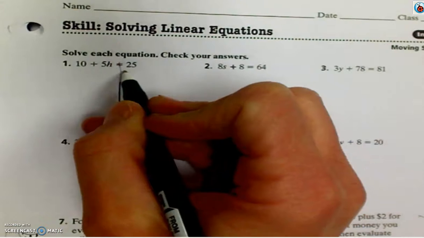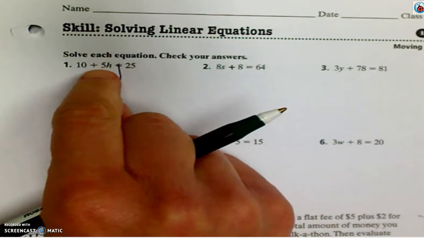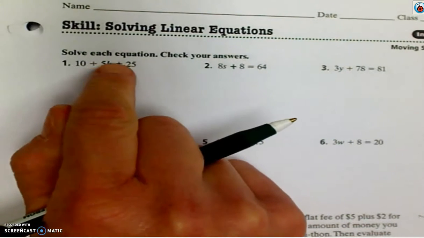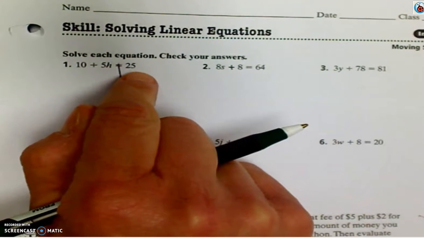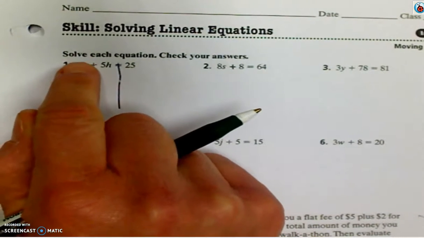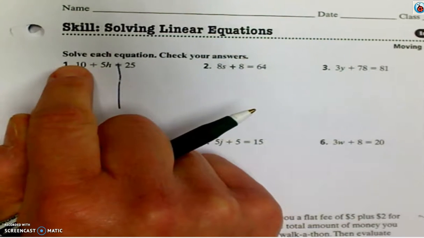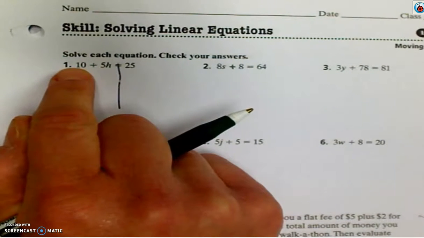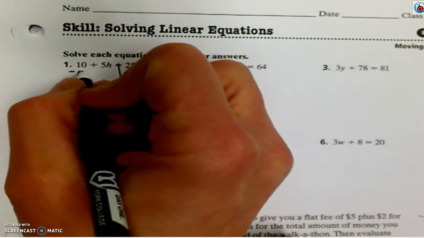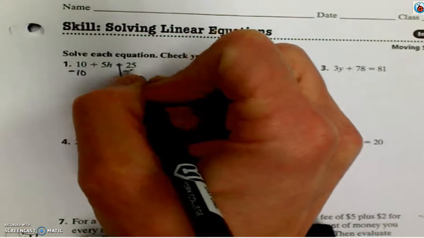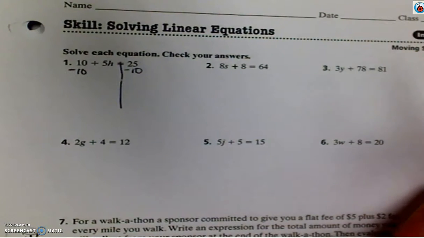So the first thing I'm going to do, my goal is to get the 5h by itself and only have constants on the right side. So the first thing I need to do is get rid of this 10. Since it's a positive 10, to get rid of it, I do the opposite. The opposite of positive 10 is negative 10. So I'm going to give a negative 10 to both sides. It's like I'm subtracting 10 from both sides.